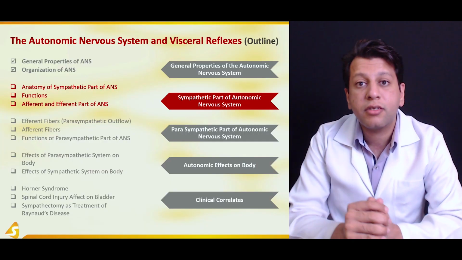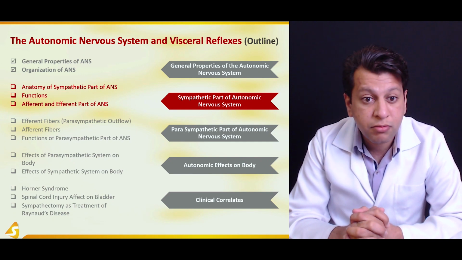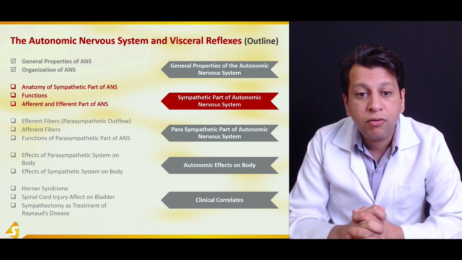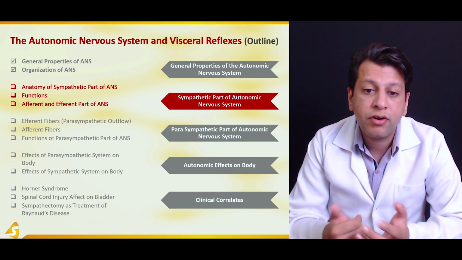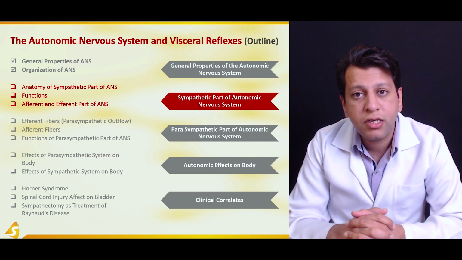What are we going to discuss in this lecture? We are going to be discussing in this section the anatomy of the sympathetic part of the autonomic nervous system, what are its functions, what are the afferent and efferent fibers in different parts of the autonomic nervous system, and how actually it affects our body.